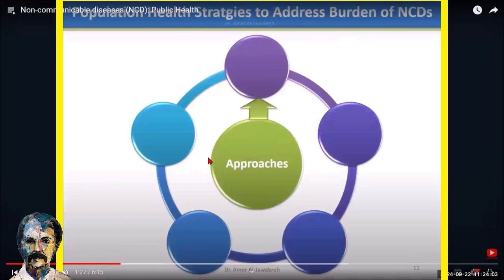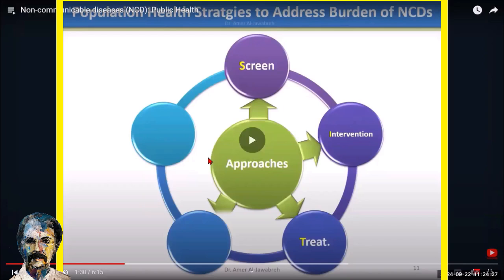Okay, now, just exactly as we did in the CDs, here we have strategies to address the NCDs. 5 strategies to combat, to address, to control the NCDs. First, screening, early testing, intervention, treatment, counseling, and research. See, research might not pay directly, but research is very important. Again, screening, intervention, treatment, counseling, and research. Let's go to screening quickly.